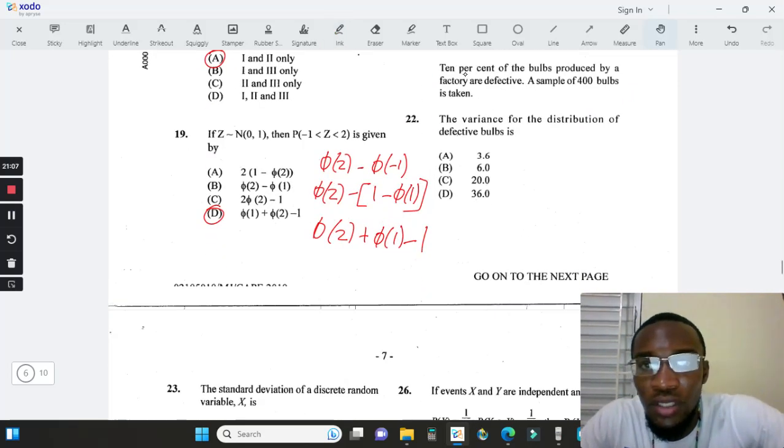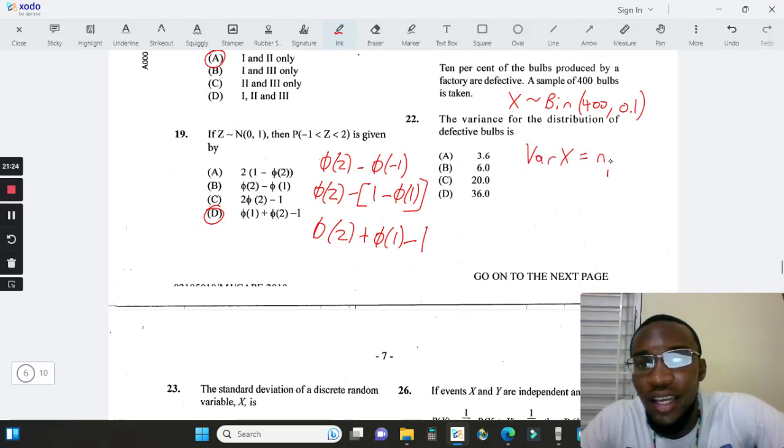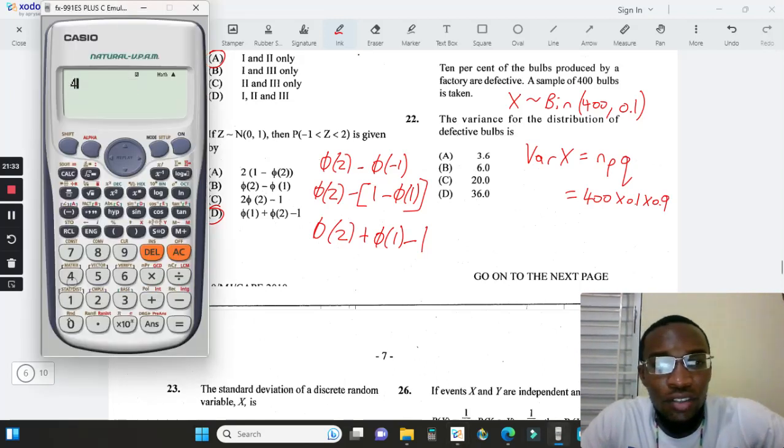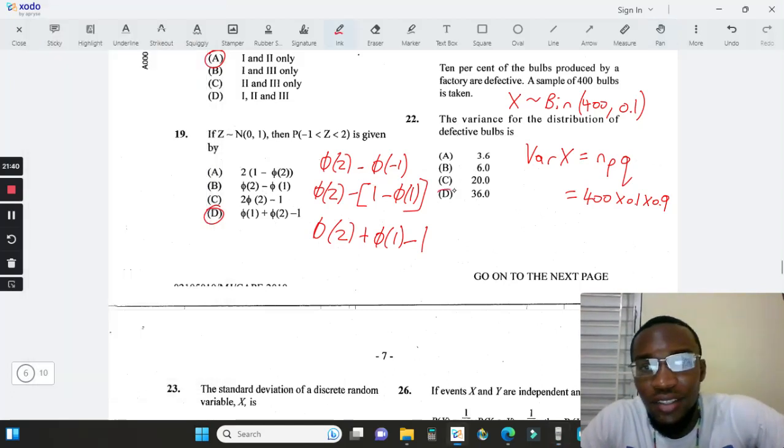Number 22. 10% of the bulbs produced by a factory are defective. So this is a binomial distribution, and n is 400 and p is 0.1. The variance is, remember, var X is npq. So it is now 400 times 0.1 times 0.9. You put that in the calculator, and that's 36.